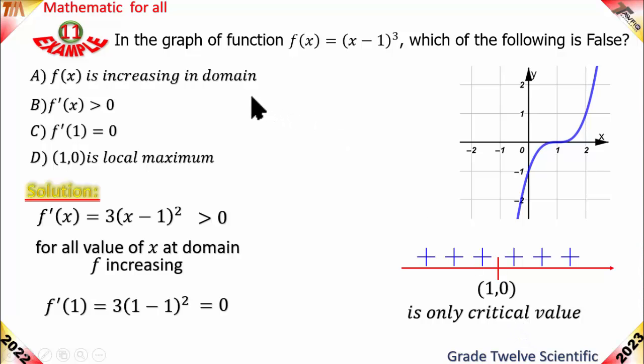As we look at the choices, you can see it says f of x is increasing in the domain. It is true. f prime of x is always bigger than 0. It is true. f prime of 1 is equal to 0. It is true. That means it has a local maximum. It's not true, because we have only a critical value. That means the right answer is D.